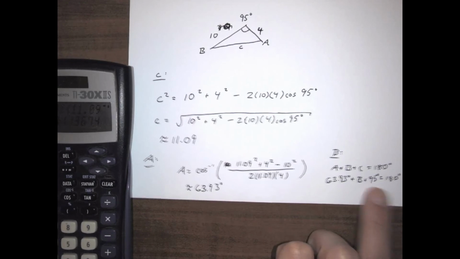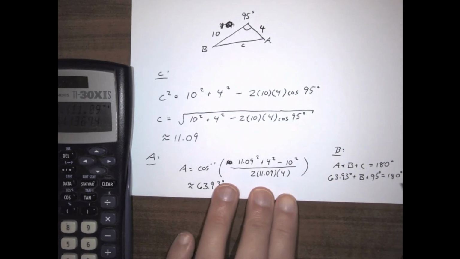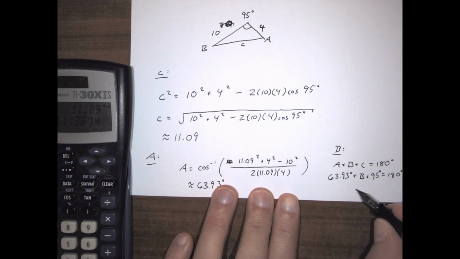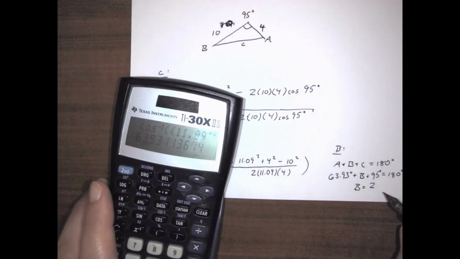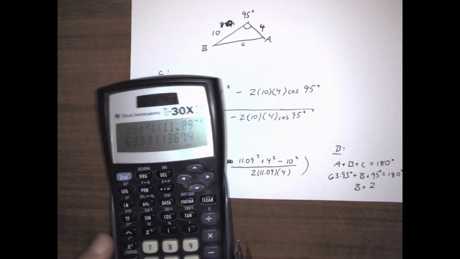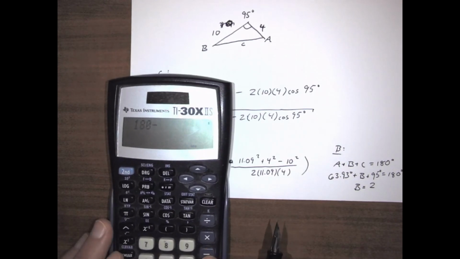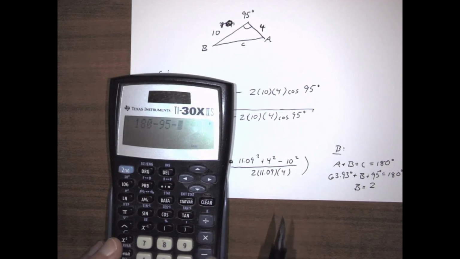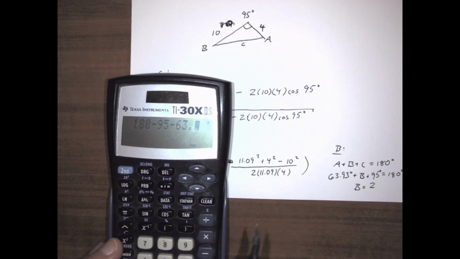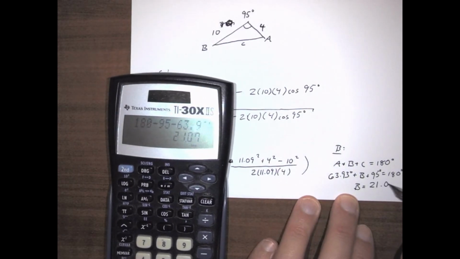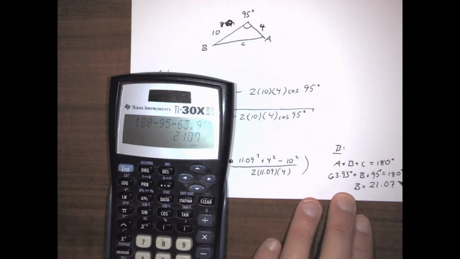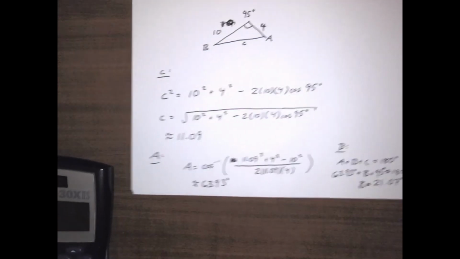So if I subtract both of these over there, that's going to be 85 minus 63.93. So B is equal to 22 or 21.07. Yeah, I better be careful here. Don't be a hero. Just use a calculator. 180 minus 95 minus 63.93. 21.07. Alright, so there we have it.